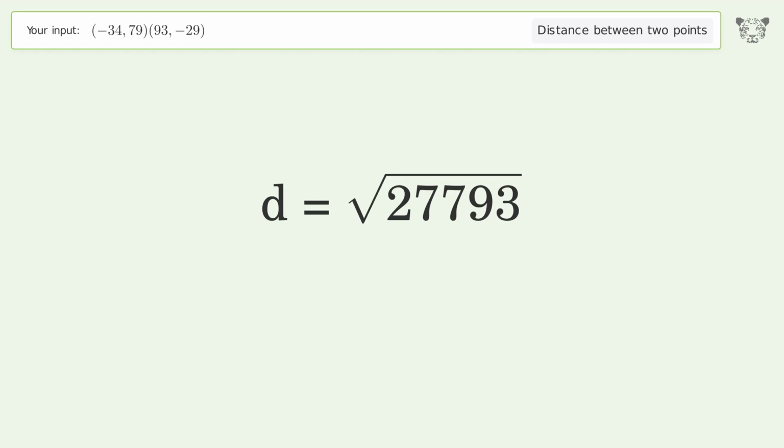And so the distance between the 2 points is the square root of 27,793, or 166.712.